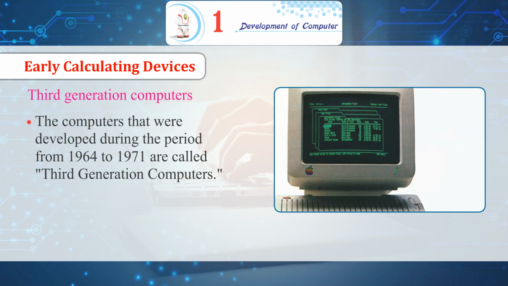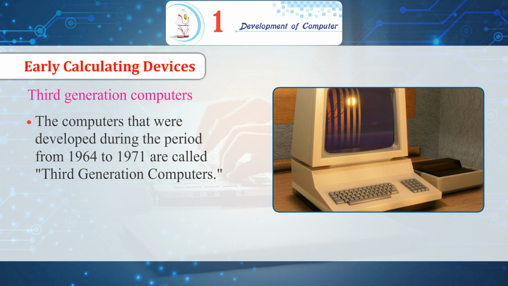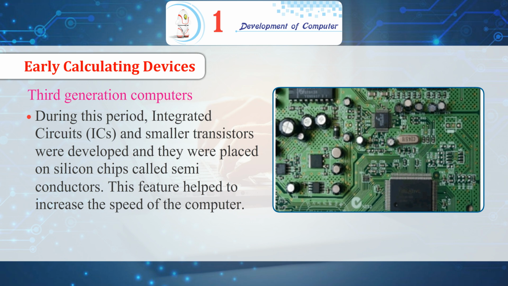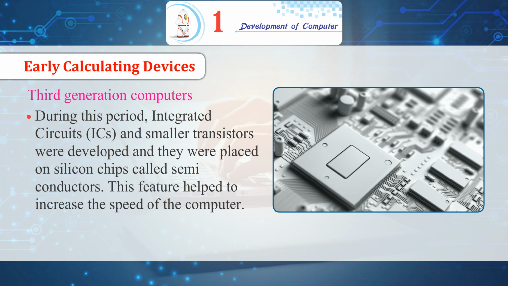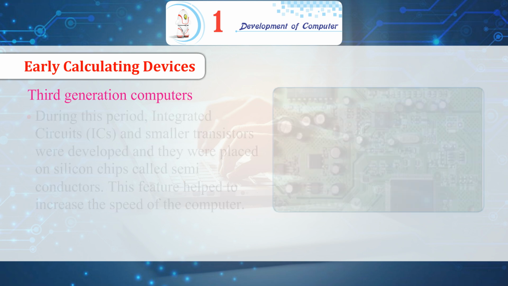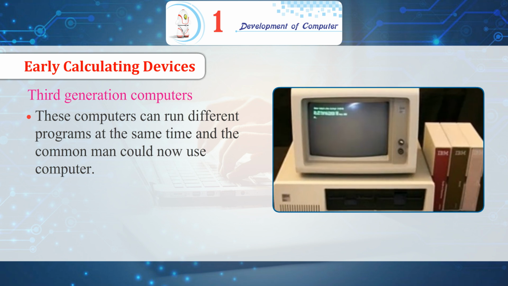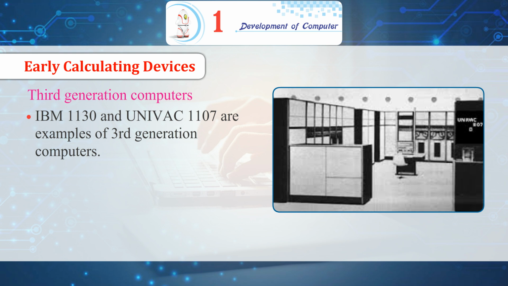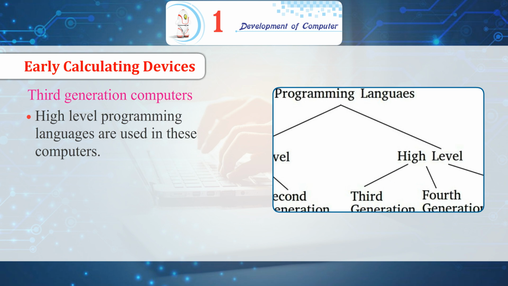Third-generation computers. The computers that were developed during the period from 1964 to 1971 are called third-generation computers. During this period, integrated circuits, ICs, and smaller transistors were developed and they were placed on silicon chips called semiconductors. This feature helped to increase the speed of the computer. These computers can run different programs at the same time and the common man could now use computers. IBM 1130 and UNIVAC 1107 are examples of third-generation computers. High-level programming languages are used in these computers.